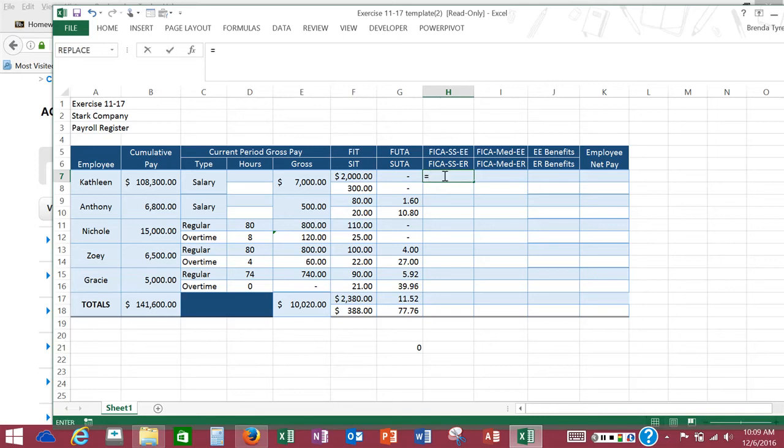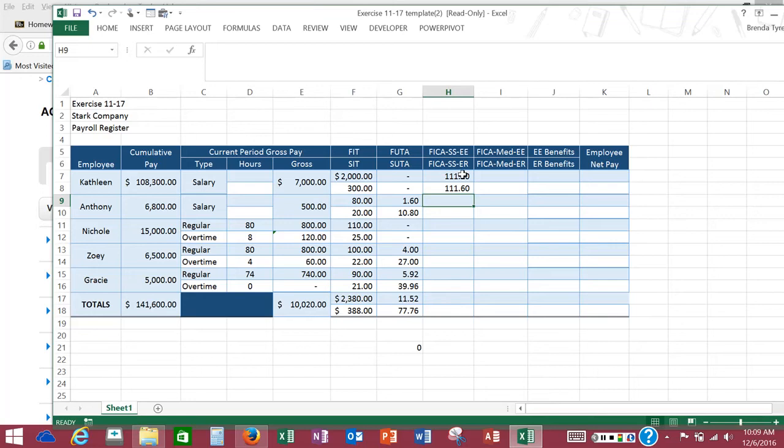So we're going to do our calculation as $110,100 minus the cumulative pay times 0.062. And that gets us $111.60. The employer's match is always going to be the same, so I can just say equals that number.